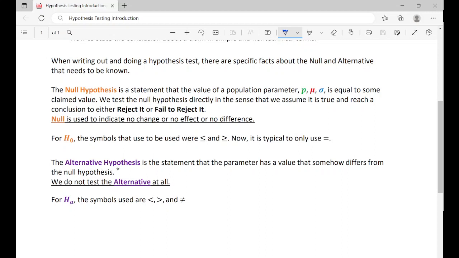The alternative hypothesis is a statement that the parameter has a value that somehow differs from the null hypothesis. We do not test the alternative at all. We are only ever testing the null. For H sub A, for the alternative hypothesis, the symbols that are used are less than, greater than, and not equal to.